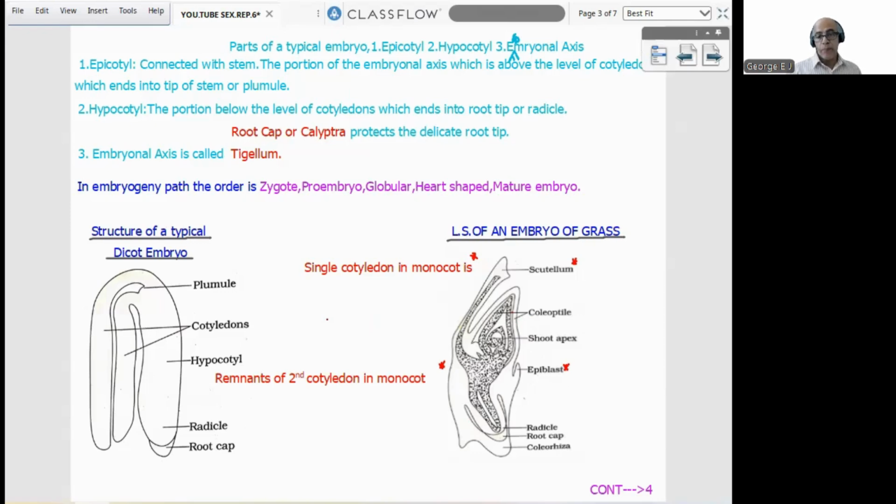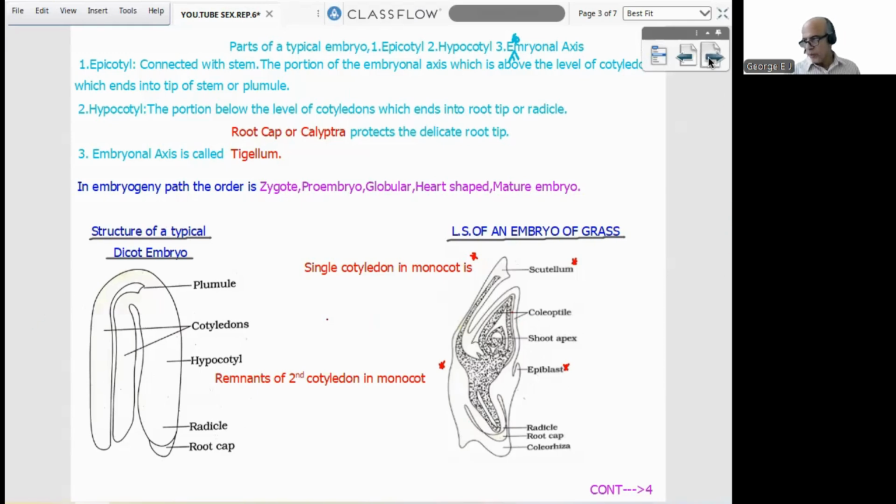And what is epiblast? Remnants of the second cotyledon in monocots is called epiblast. It is a labeling question, a theory question, an entrance question. What is meant by epiblast? Is it seen in dicot or monocot? What does it represent? Epiblast is the remnant of the second cotyledon in monocots. I think that page is clear.